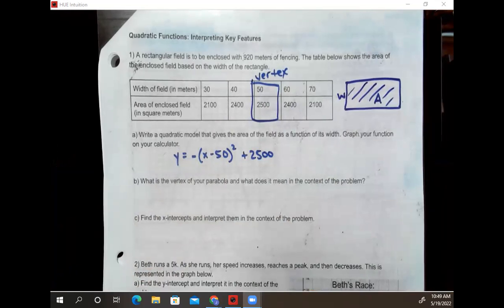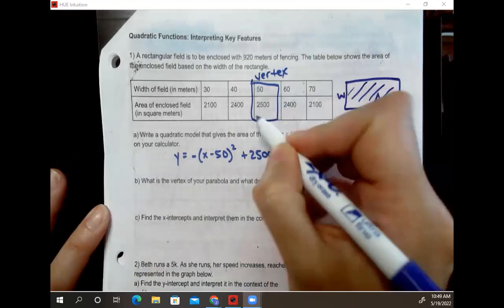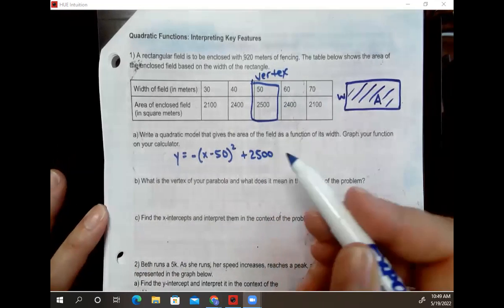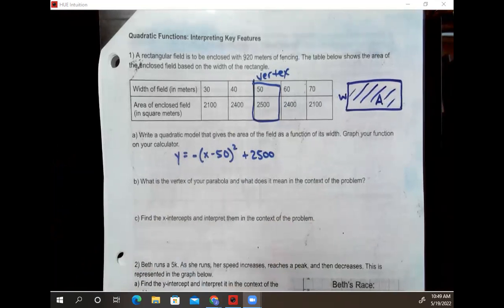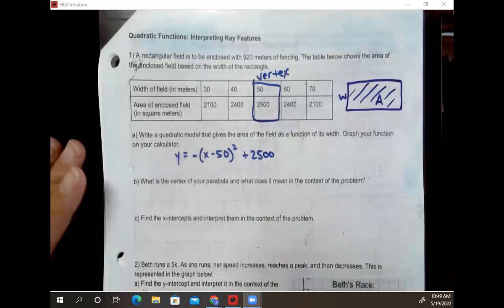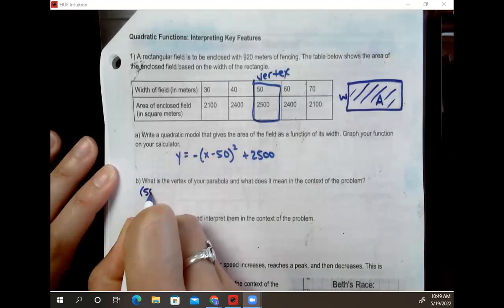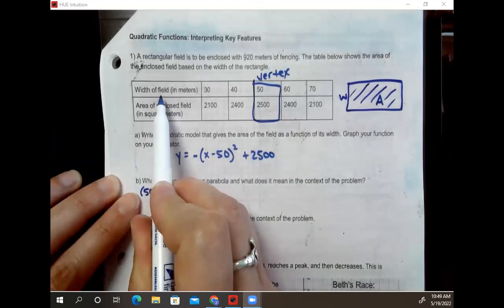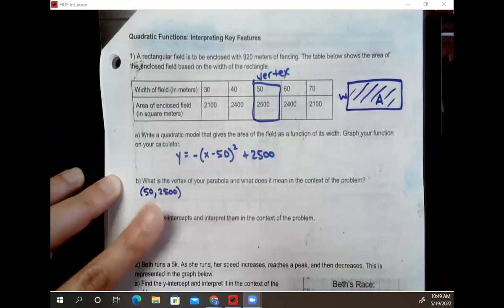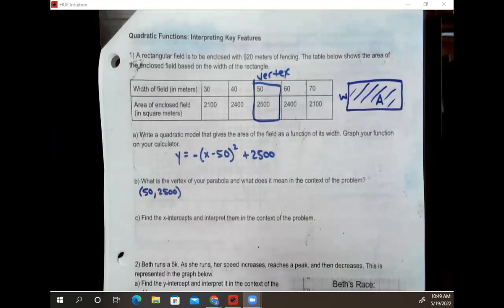And then B says, what's the vertex of your parabola? Well, I know that already. I know that my vertex is 50, 2,500 because that's what we use to write our function. Now, we can and we will graph this here in just a minute. We could get the vertex from the graph if we wanted to, but we already identified it in the table last time. So I'm going to use that information that we worked with last time. So our vertex is 50, 2,500. 50 represents the width of our field. 2,500 represents the area enclosed by that.